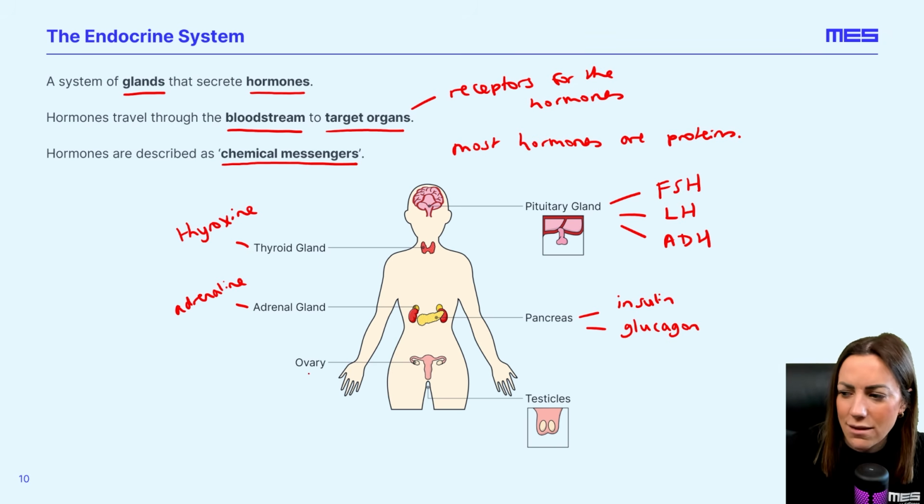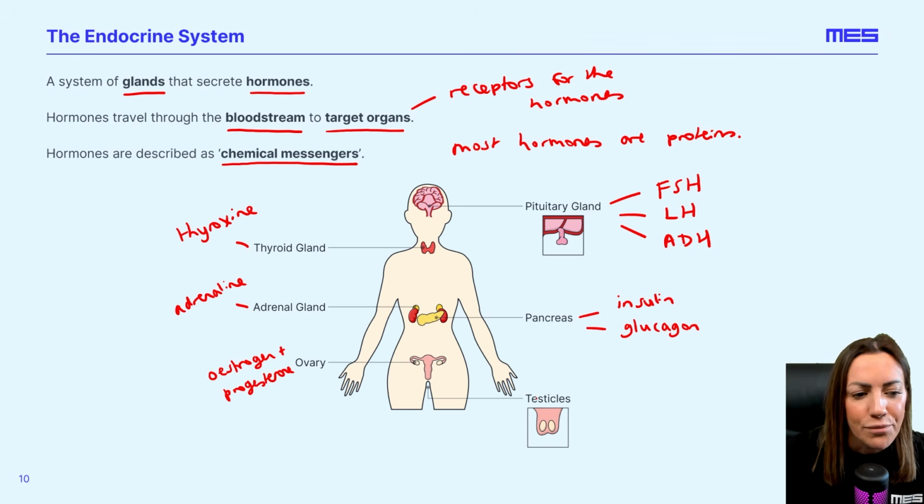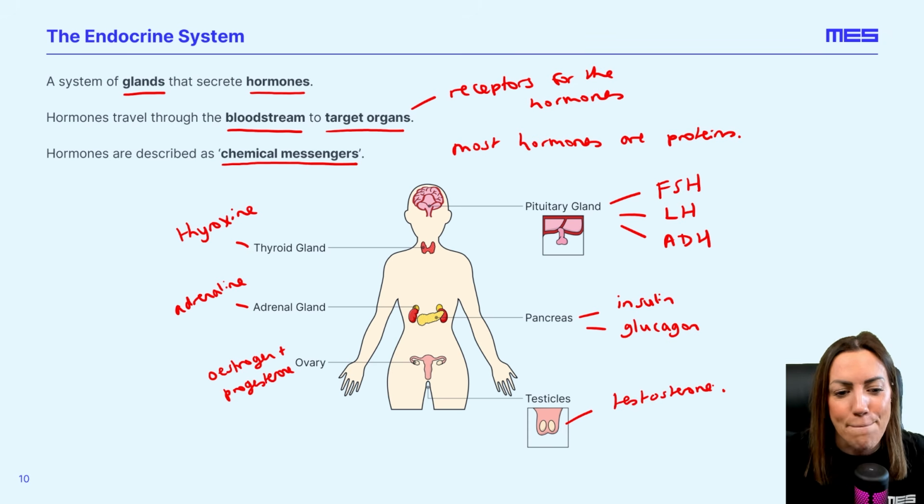Now females have ovaries and they secrete estrogen and progesterone. So we'll cover those when we do the menstrual cycle. Males don't have ovaries, they have testicles or testes, and they secrete testosterone, which is a male sex hormone.